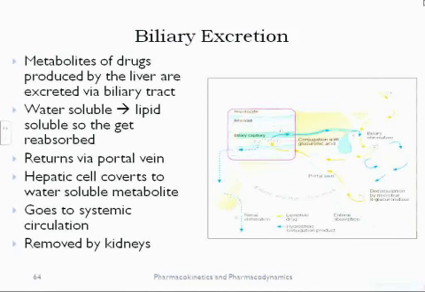Biliary excretion takes the metabolites of drugs produced by the liver and excretes them via the biliary tract. The biliary tract then goes into the small intestine, where some of it gets absorbed. If it's water-soluble, it stays in the GI tract, but if it's lipid-soluble, it gets reabsorbed. When it returns, it usually returns via the portal vein. Hopefully the hepatic cells will then convert that lipid-soluble agent into a water-soluble metabolite, which goes back to systemic circulation and is eliminated by the kidney. An example of that is bilirubin.